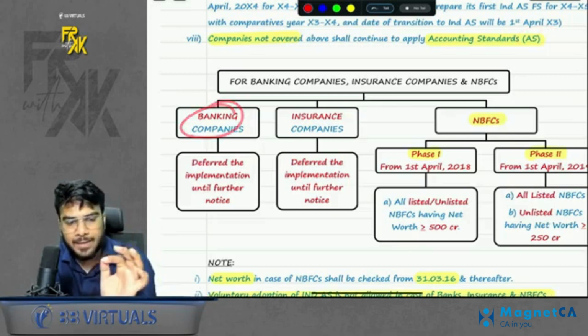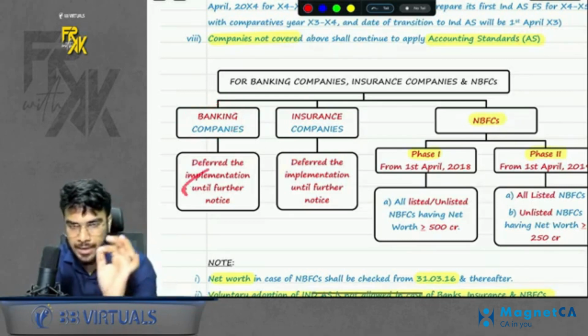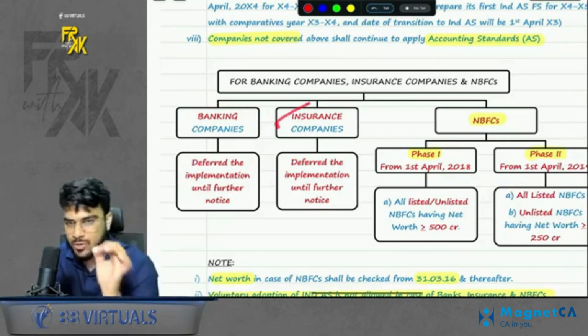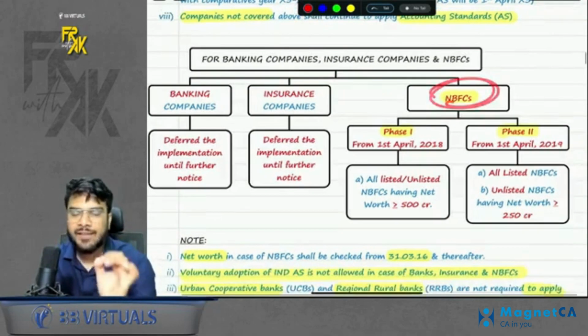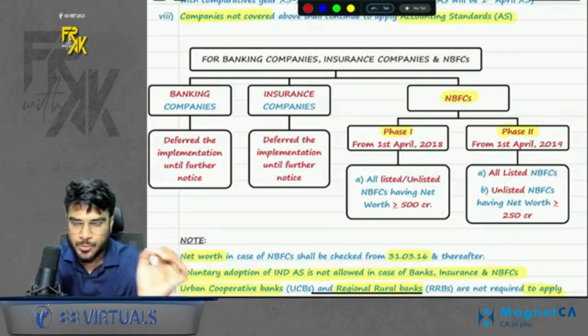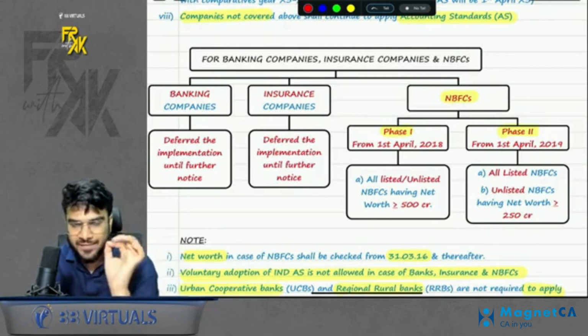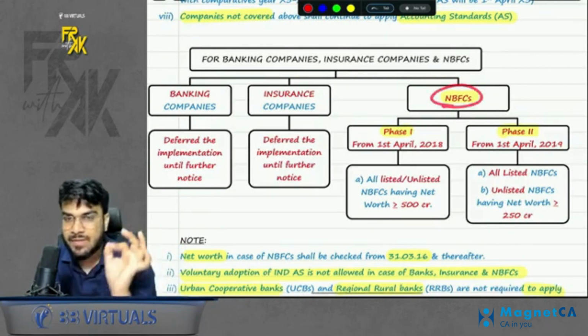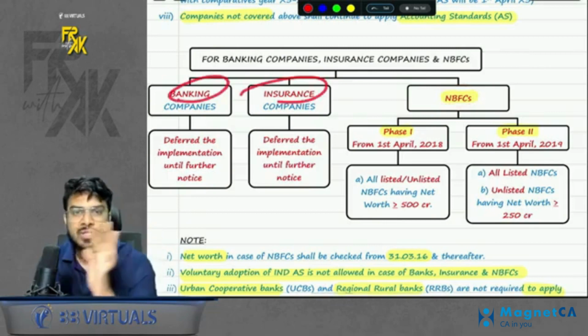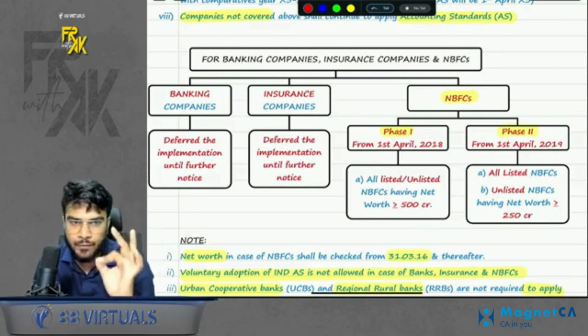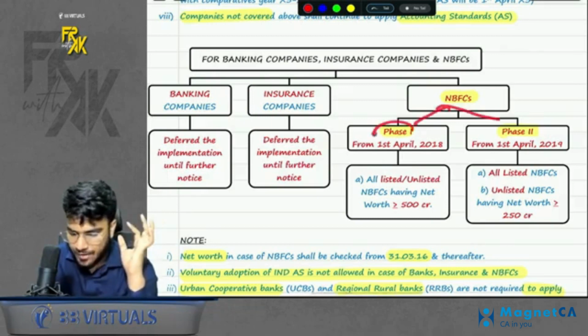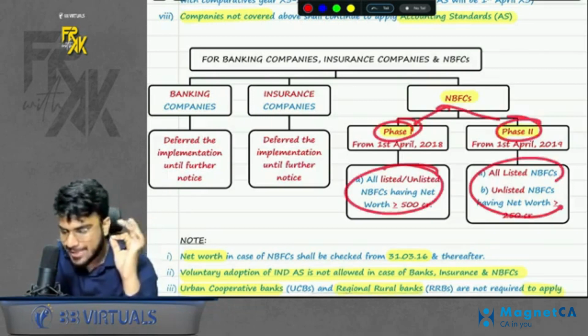If you are a banking company, the implementation is deferred until further notice. For insurance also, implementation has been deferred. What about NBFCs? They have given mandatory adoption if you are meeting the specified limit. So in case of NBFC, bank or insurance, there is no voluntary adoption. There can only be adoption if you are falling under the purview of Ind AS. For NBFC, there is again phase 1, phase 2. The criteria is the same as companies.